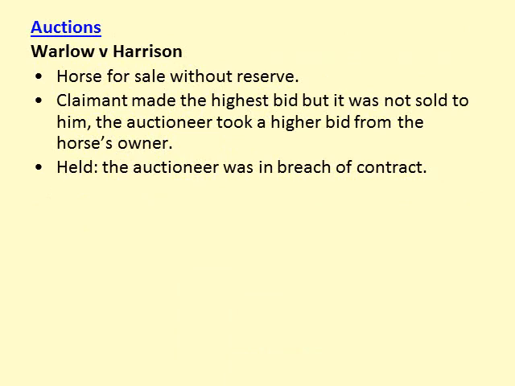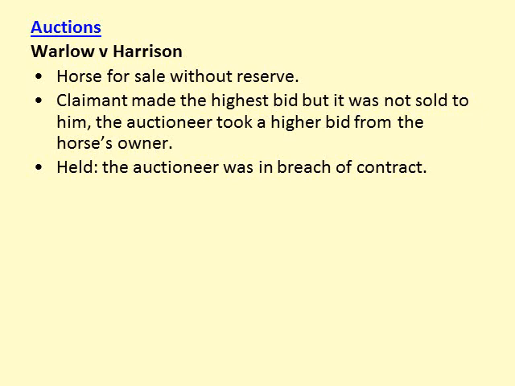Another specific example is an auction. If you're not familiar with this, have a look on the internet, do a YouTube search and have a look for an auction. So in the case of Warlow and Harrison, again another horse was for sale without a reserve. The claimant made the highest bid, but the horse was actually sold to somebody else. The auctioneer took a higher bid at a later point from the horse's owner. And what was held was decided that the auctioneer was in breach of contract.